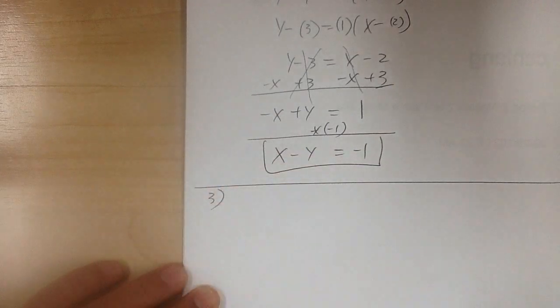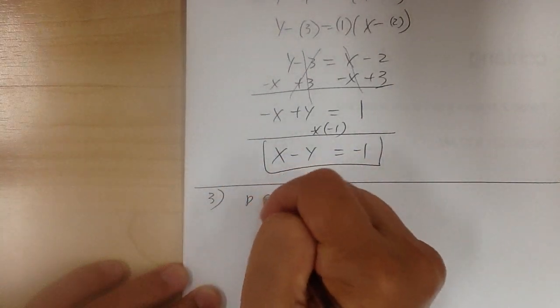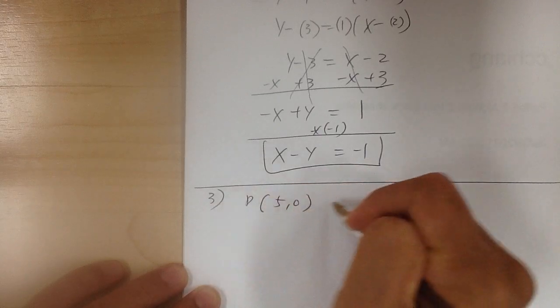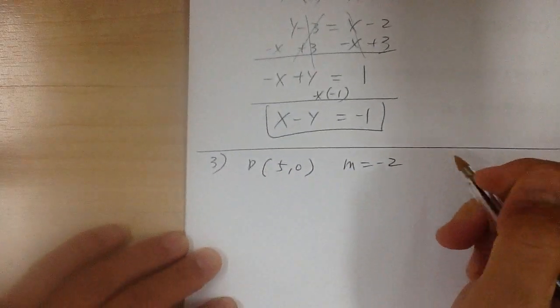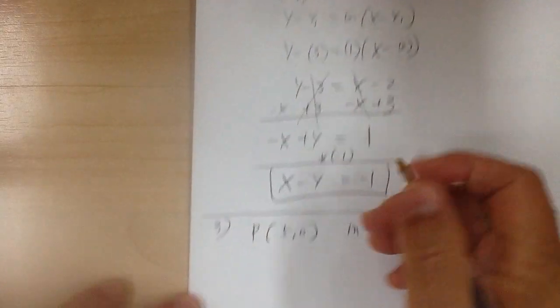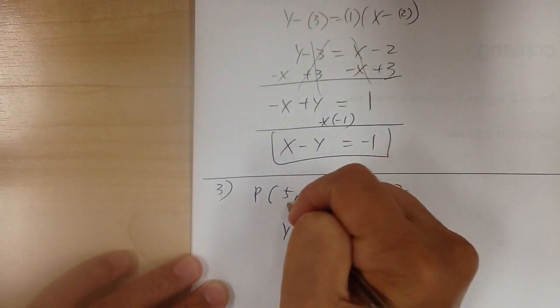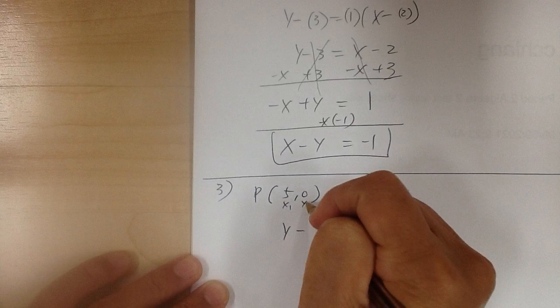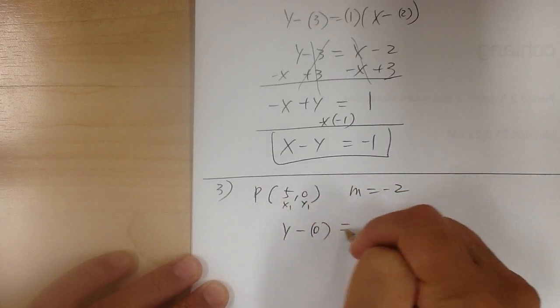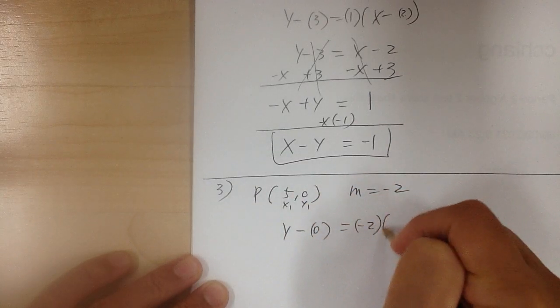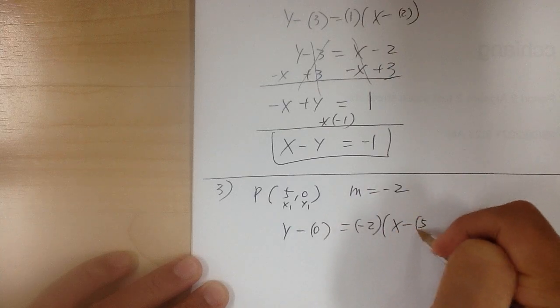Okay, let's go to number 3. The point is at (5, 0) and slope equal to negative 2. So you can use your point-slope form. So you got y minus, okay, so it's your x1, y1. So y minus y1 equal to slope m times x minus x1.